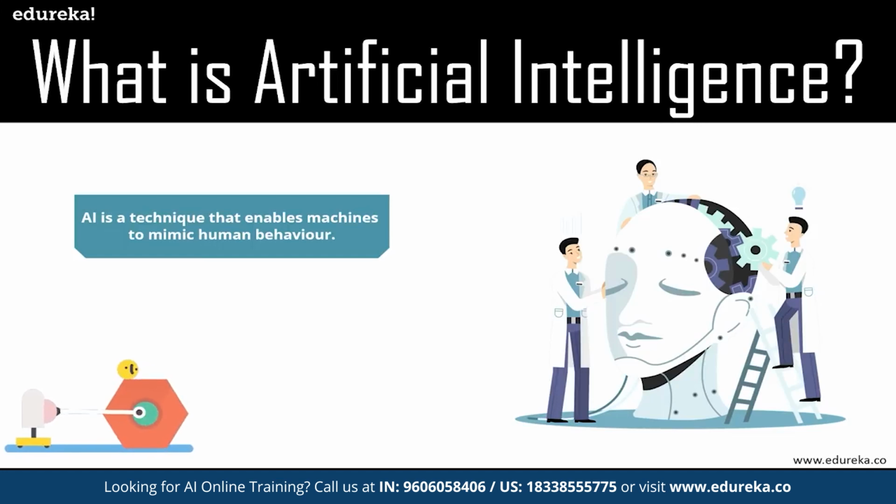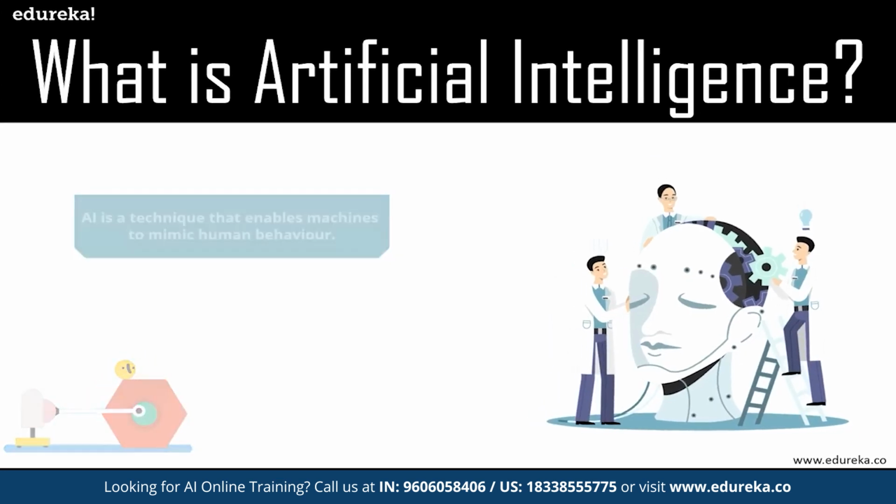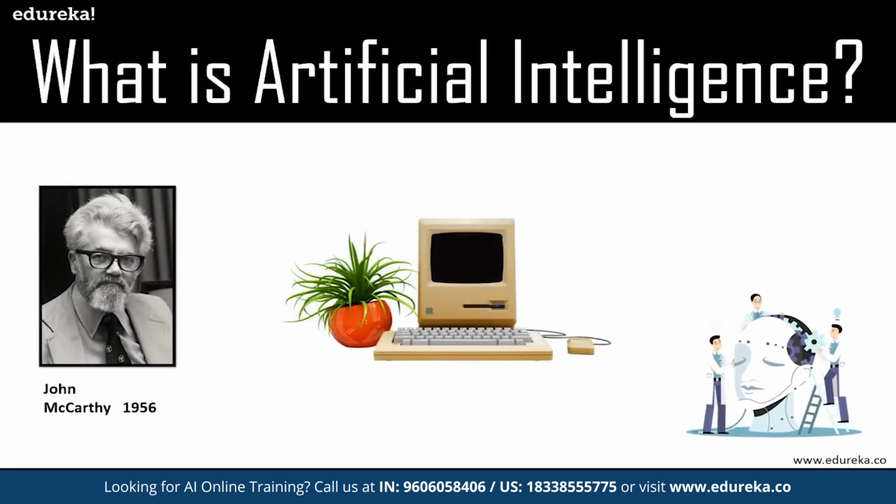And artificial intelligence is accomplished by studying how the human brain thinks, learns, decides, and works while trying to solve a problem, and then using the outcomes of the study as a basis of developing intelligent software and systems. Now, the term artificial intelligence was actually coined way back in 1956 by John McCarthy, a professor at Dartmouth.